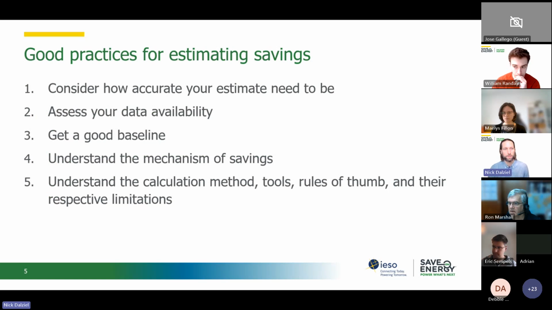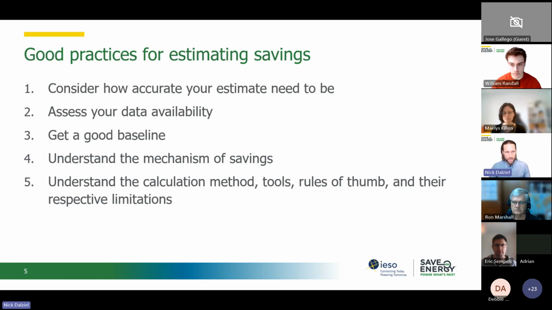Okay, let me get into some good practices for estimating savings. So we've got 5 items listed here. There's probably more, but this is what we think is a good way to summarize these key items. So first, we want to start with considering how accurate your estimate needs to be. There's a variety of reasons for which you need to estimate your savings, between just justifying that an opportunity is worth a closer look, all the way to making the final decision for capital investment.